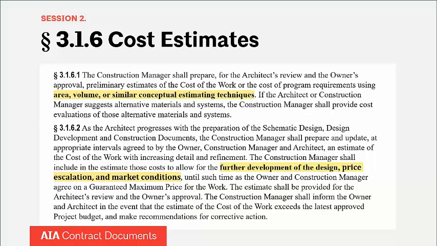And I'm quoting here from further on down. Subsection 2 requires the construction manager to include in the estimate things like cost to allow for the further development of the design, price escalation, and market conditions until the GMP is agreed upon. Now, as architects all know, we tend to do the first kind of estimating. We'll do that area, volumetric, or similar conceptual estimating, but it is construction managers and folks in the construction realm that are uniquely qualified to do that higher level of detail and refinement that is included in 3.1.6.